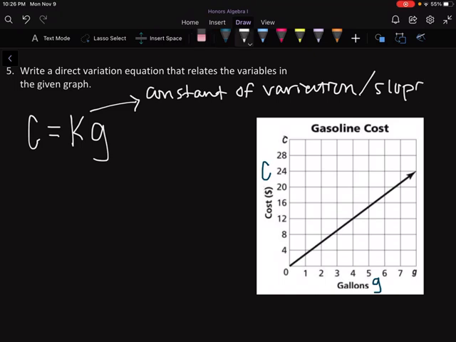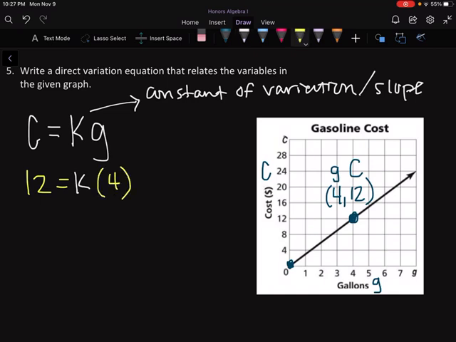Here I can find my slope and plug that in for k, or I can find some nice point on the graph. Yes, I have 0, 0, but that does nothing for me. So I find another nice point right here, and this point is 4, 12. That's g and capital C. So I plug those in: 12 is equal to k times the gallons. Divide that out. K is equal to 3.